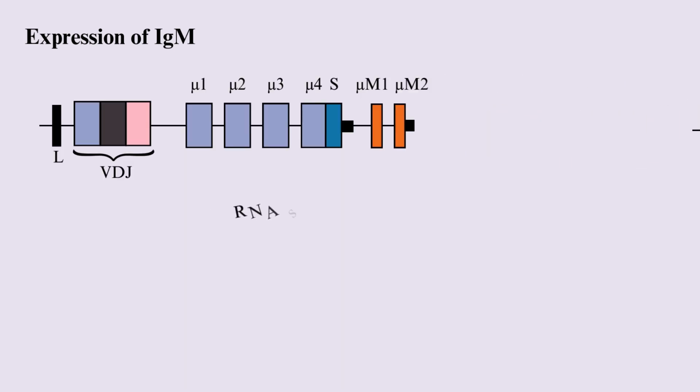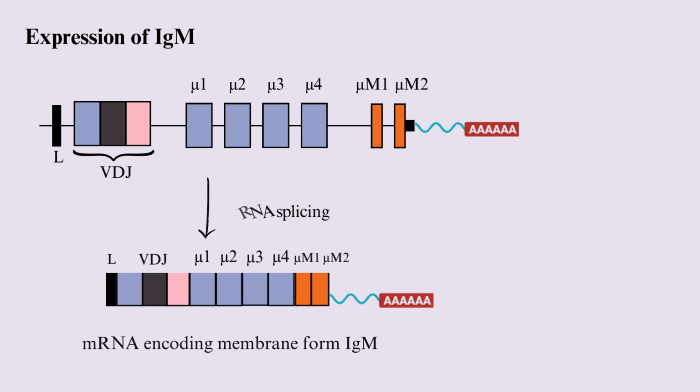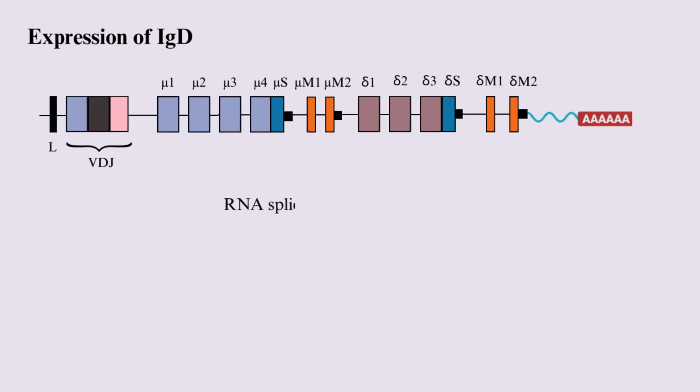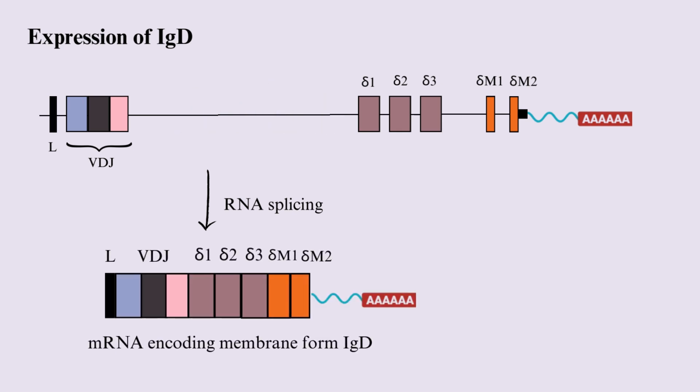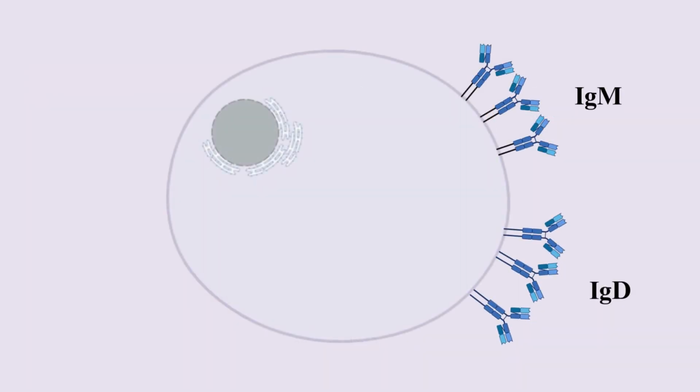The mu-S exon along with introns are spliced out, producing the mRNA encoding the membrane form IgM. IgD is produced when polyadenylation occurs at PA-delta-M2. RNA splicing removes the C-mu exons and delta-S exon along with introns, producing the mRNA encoding the membrane form IgD. IgM and IgD produced then attach to the membrane of the B cell.